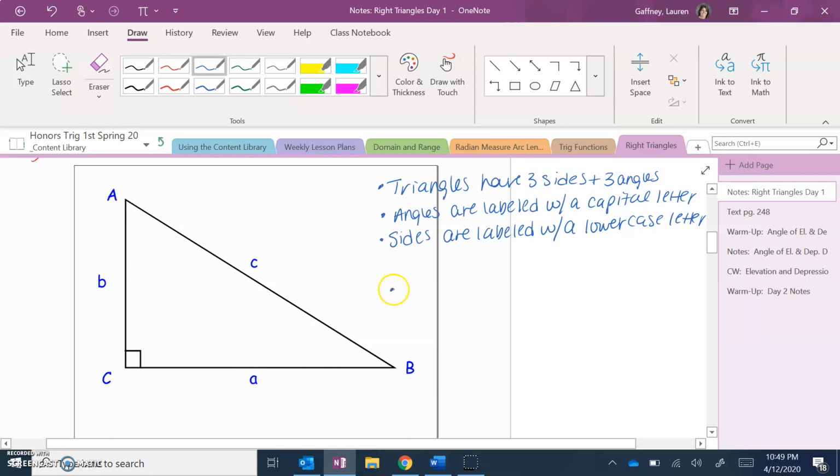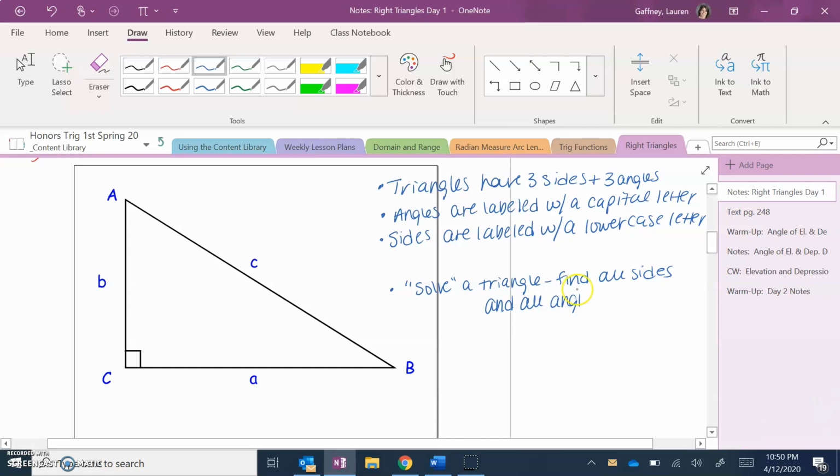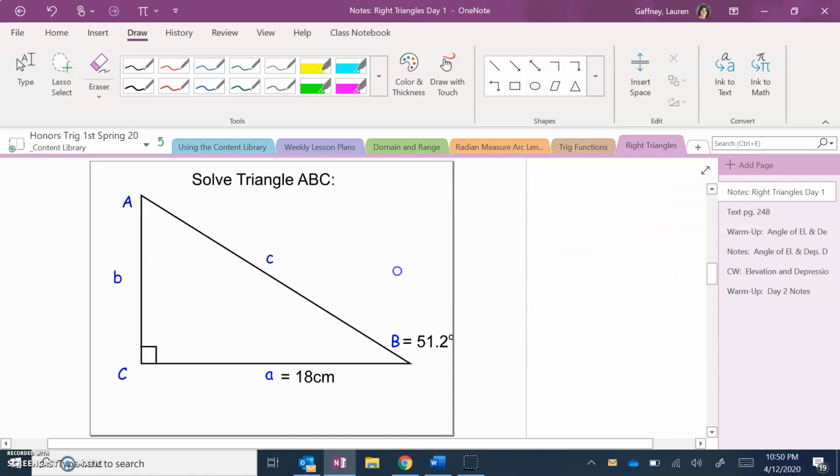Now, if I ever give the directions to solve a triangle, that means you're going to be finding all sides and all angles. So if you ever get those directions, that's what that means. You're finding all sides and all angles. Okay, so let's take a look at an example here.